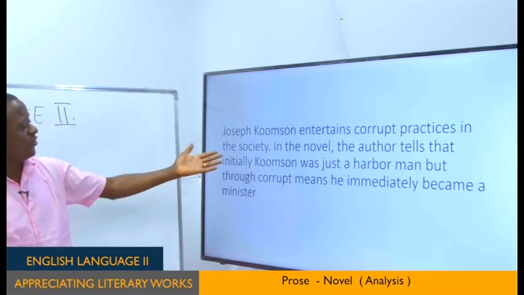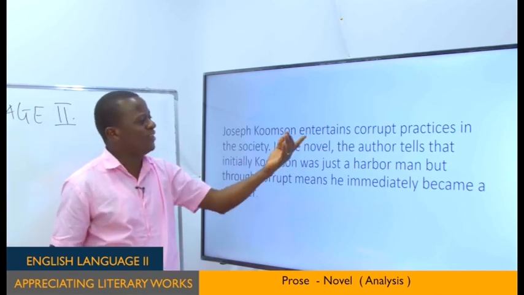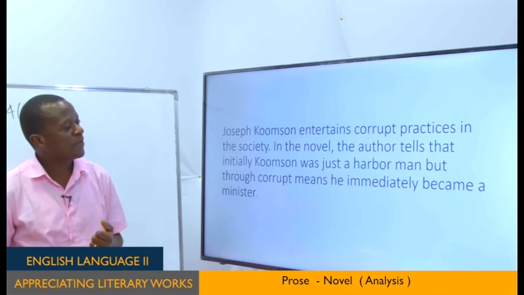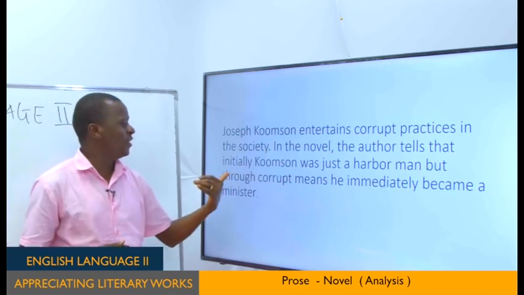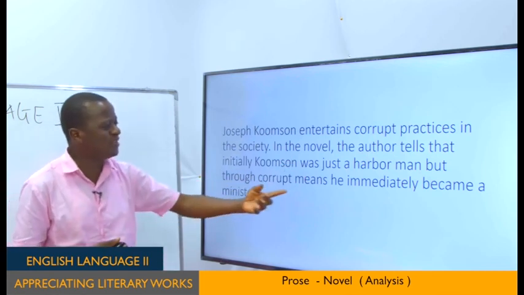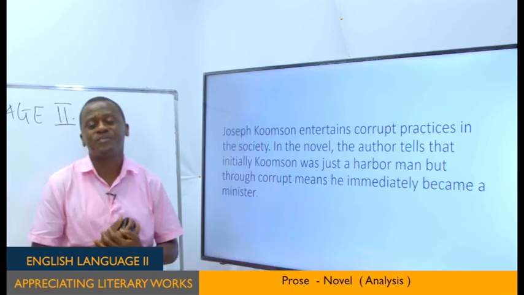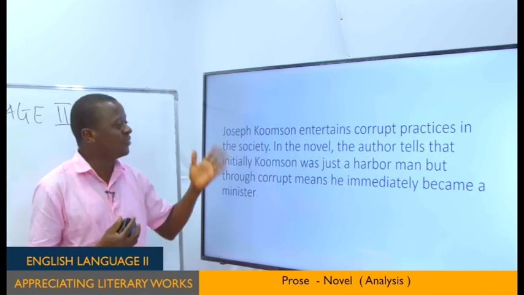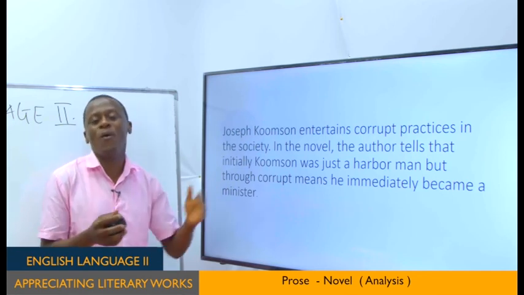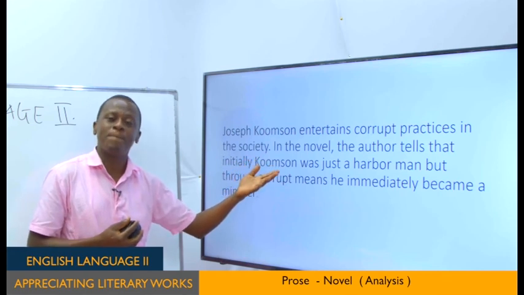Students, Joseph Thompson is also disliked because he entertains corrupt practices. In the novel, the author tells that initially Thompson was just a harborman, but through corrupt means, he immediately became a minister. Now, he uses corrupt means of gaining power. So to him, bribing people is okay.